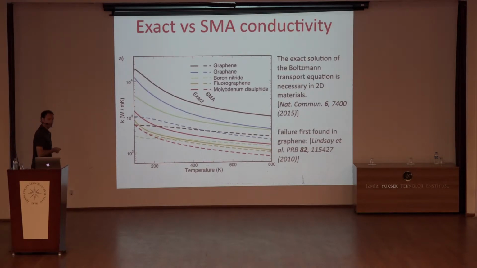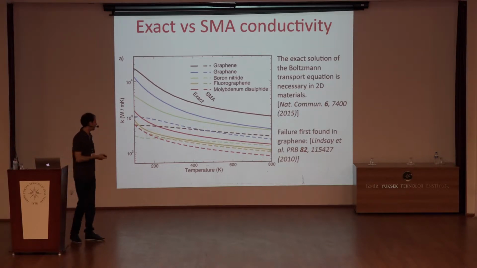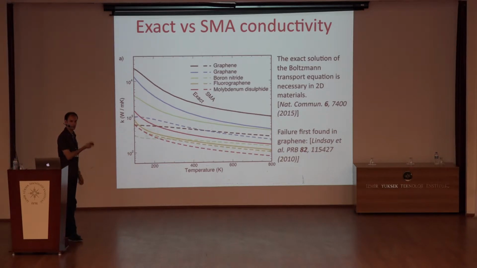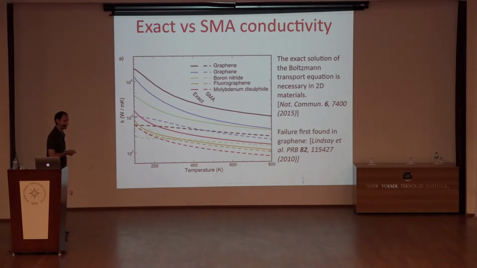If you now extend the study to other two-dimensional materials, here I'm adding graphene, boron nitride, fluorographene, and MoS2, you see the same behavior: the same failures, to various extents, of the relaxation time approximation, which always gives values very far off from the exact expression of thermal conductivity. Also, to give credit, this failure was first found in graphene by Lindsay and others some years ago. In all these cases, you still have a lot of normal processes that dominate the phonon scattering dynamics.